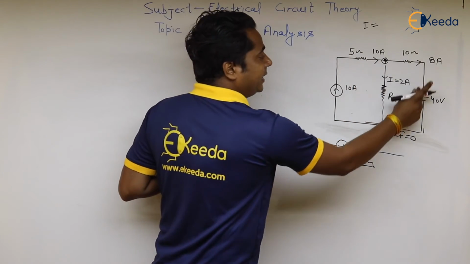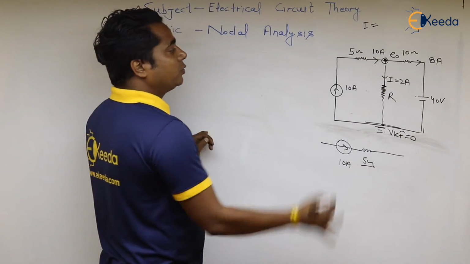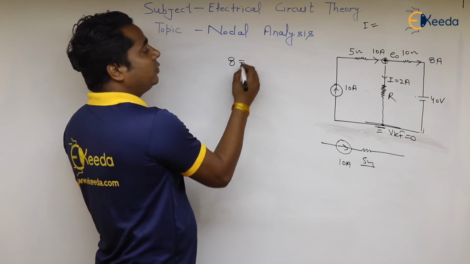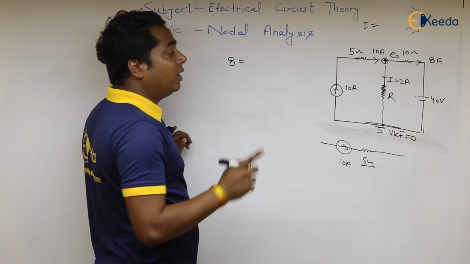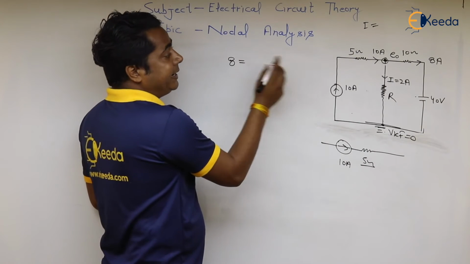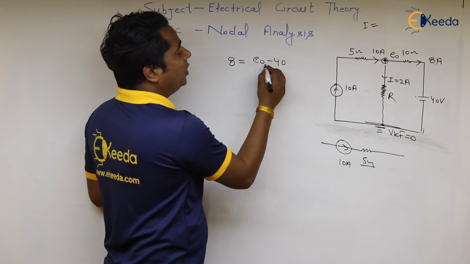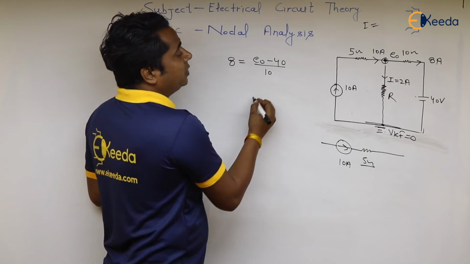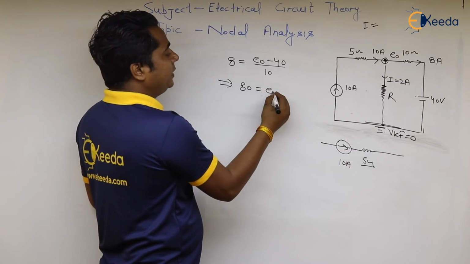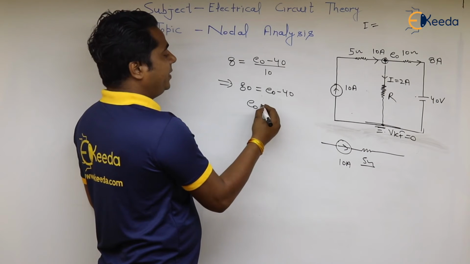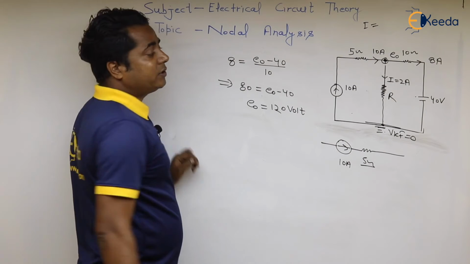So 8 ampere is here, and let us assume here is one voltage E naught. So 8 ampere will be written as 8 is equal to E naught minus 0 minus 40. I am avoiding 0, directly I am writing 8 is equal to E naught minus 40 upon 10. So here we can calculate the value of E naught. 80 is equal to E naught minus 40. So E naught will be 120 volt.